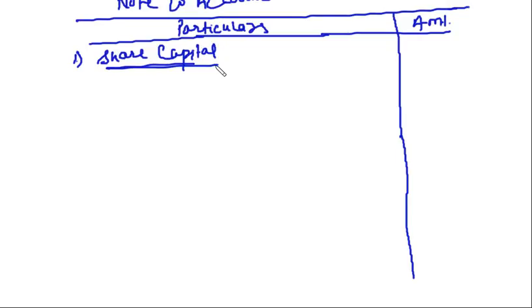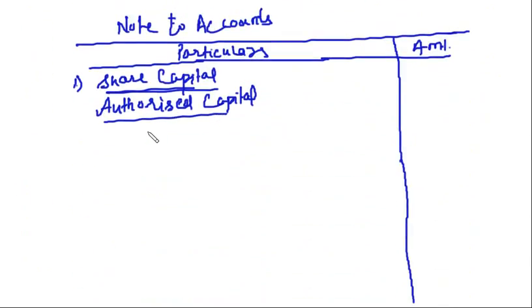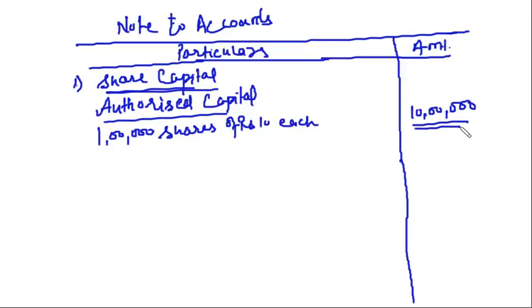Now we divided share capital into three parts: authorized, issued and subscribed. First of all, we will show authorized capital, that is, the maximum capital that the company can raise from the issue of shares. X Limited has an authorized capital of 10 lakh divided into 1 lakh shares of 10 each. So our authorized capital is 1 lakh shares of rupees 10 each. This is how you are going to write. So this is 10 lakh, my authorized capital, the maximum amount that a company can raise from issue of shares.